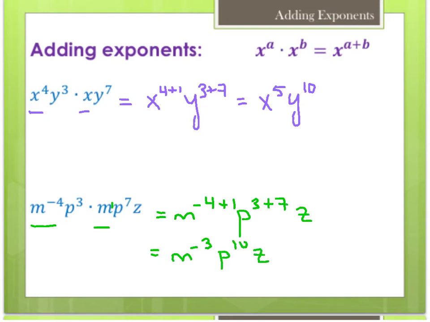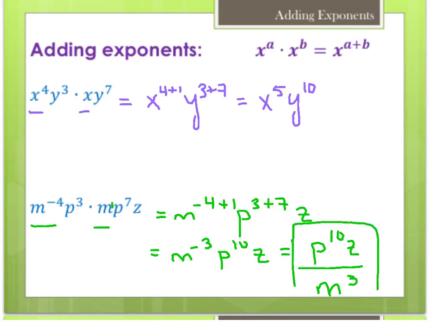Now, you may think we're done, but we're not, because remember, we don't like negative exponents, so that guy needs to hop to the bottom of my fraction to become positive. So he's just going to hop to the bottom. He stays 3, but now he's positive, and that would be my final answer.